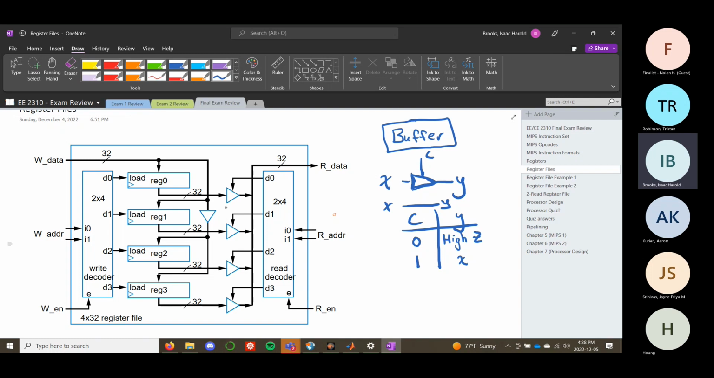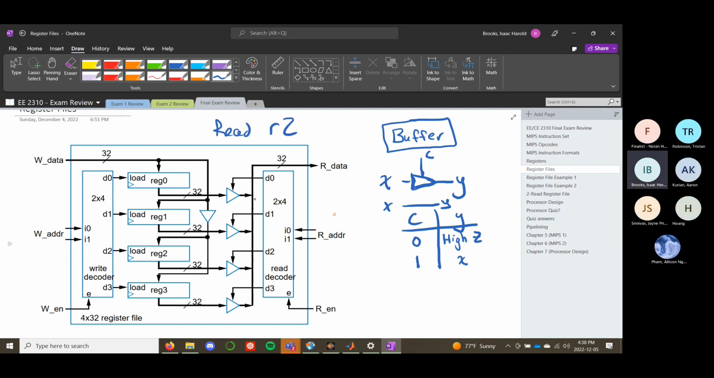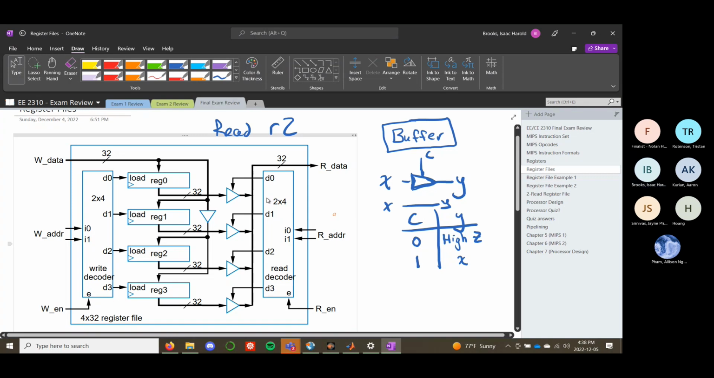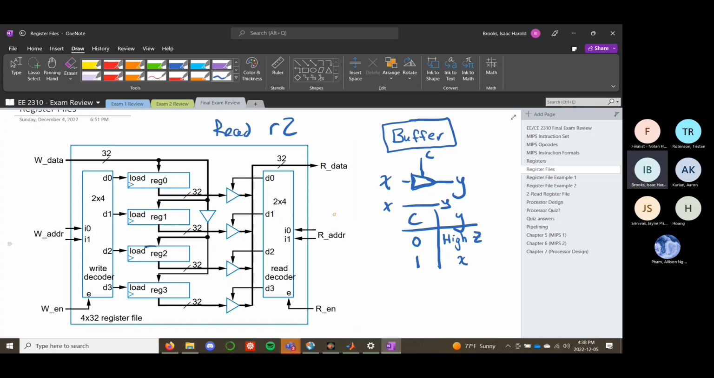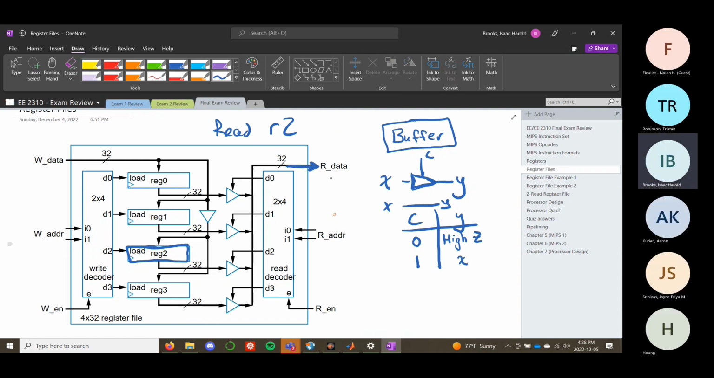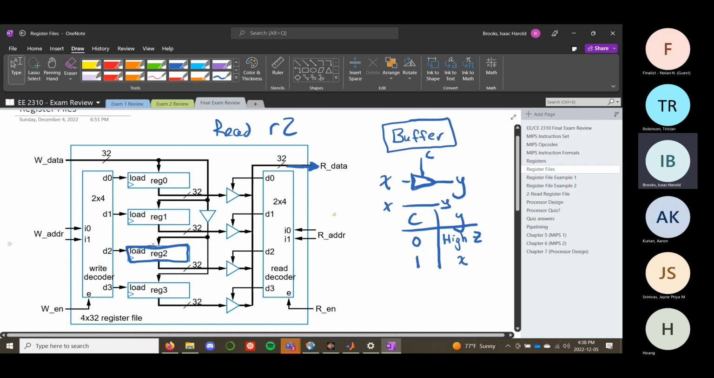Okay, so let's trace through what's happening in here. Say we wanted to read the contents of register 2. Okay, reading register 2 means that we want whatever's in here to end up on this line. And then once we've read register 2, then we can use it in an add instruction or a subtract or whatever it is. But how do we get to register 2?